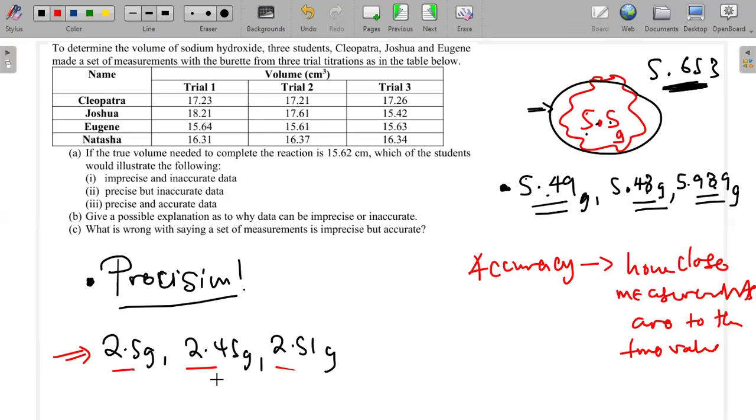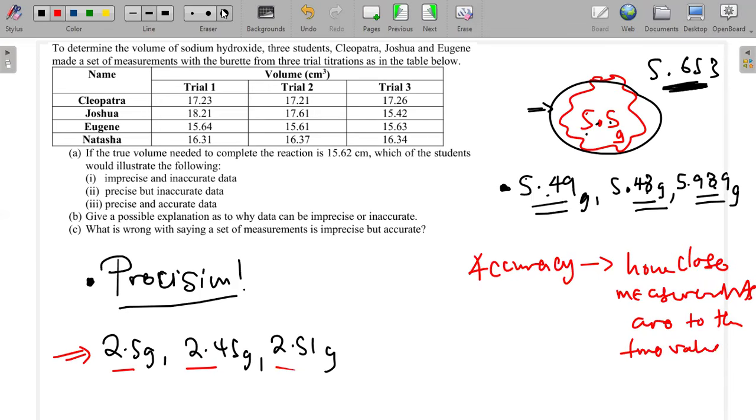So meaning that some measurements are going to be precise, but they are not accurate, because their average is not even close to the true value. But when you look at them, they'll be close to each other. So we'll say that they are precise, but they're not accurate. That's the difference between accuracy and precision.